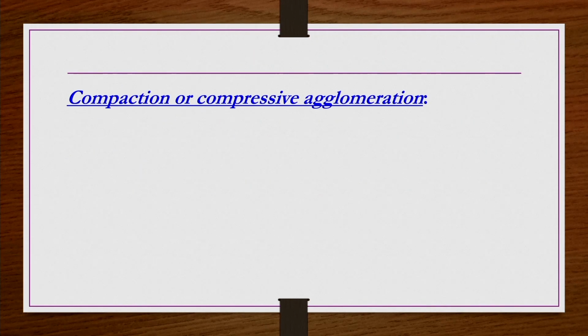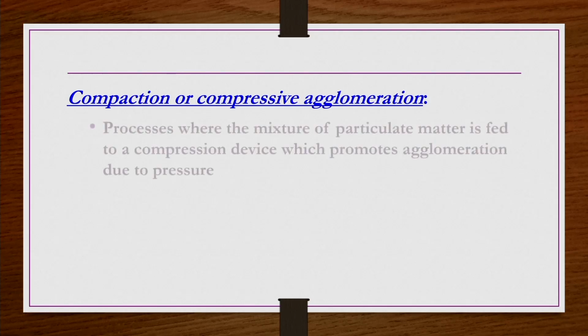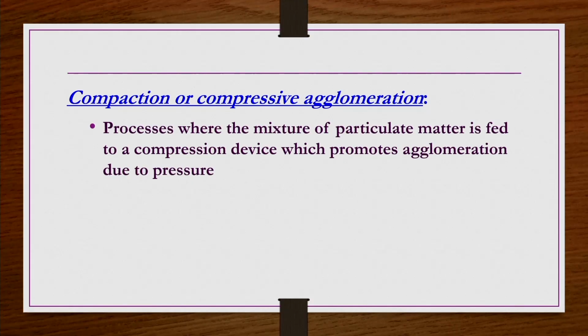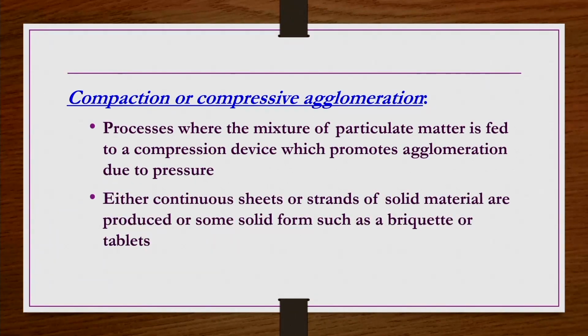The third one is compaction or compressive agglomeration. Here the mixture of particulate matter is fed to a compressive device which promotes agglomeration due to pressure. This is in general used for briquetting or tableting, where you take the fine particles and apply compressive forces so that they form tablets. Either continuous sheets or strands of solid material are produced, or some solid form such as briquettes or tablets. So these are the three agglomeration methods one can generally take. Primarily it is two only, granulation and compaction, but sometimes sintering is also used for agglomeration.